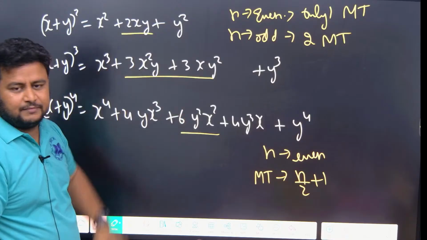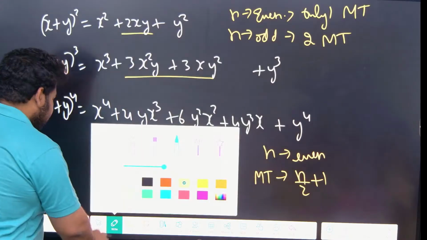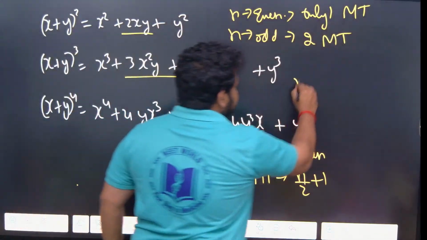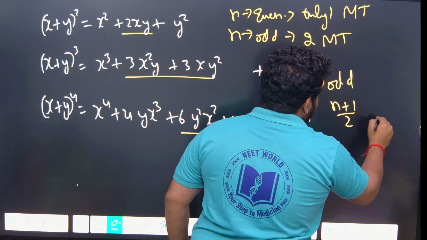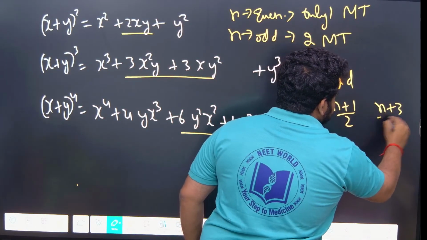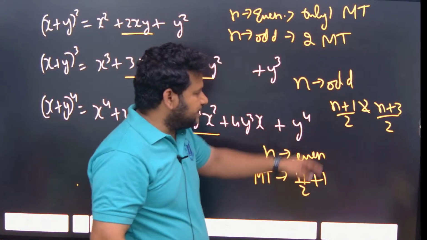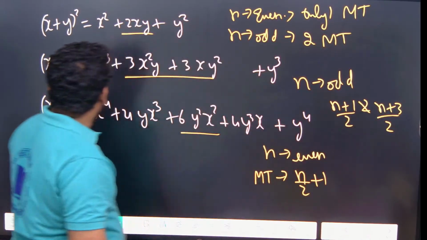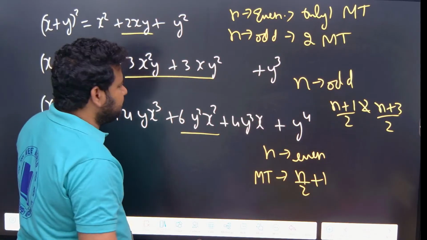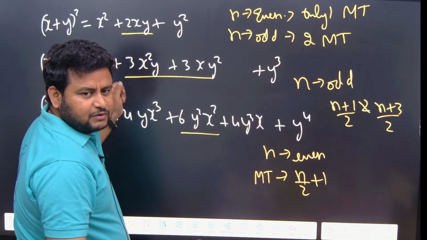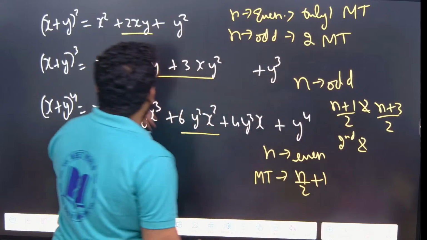When n is odd, definitely you will be getting 2 middle terms, like I told you. What are those? When n is odd, n plus 1 by 2 and also n plus 3 by 2. 2 middle terms: n plus 1 by 2 and n plus 3 by 2. Suppose n is odd, take a look at this. N plus 1 is 3 plus 1 by 2. That is the second term. And what about this? N plus 3 means what?